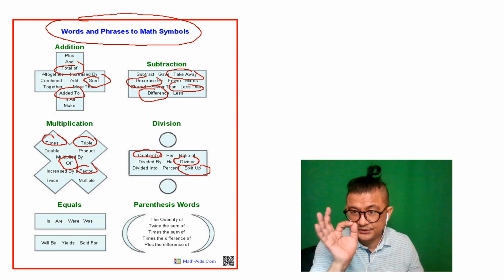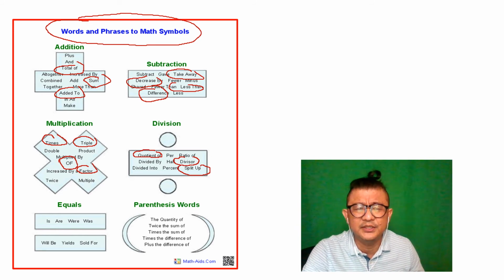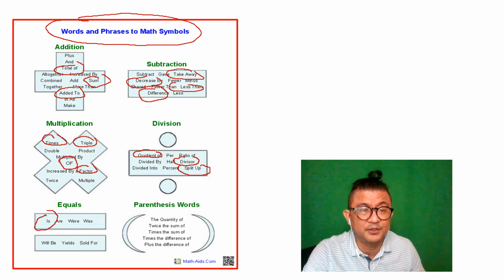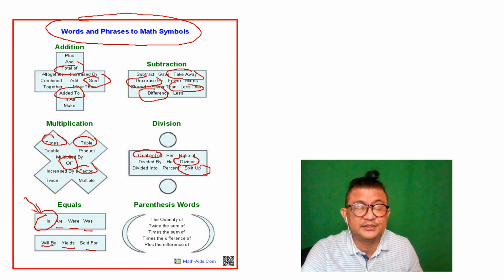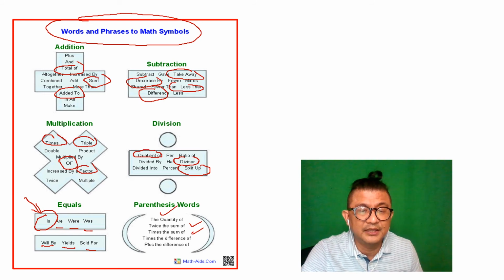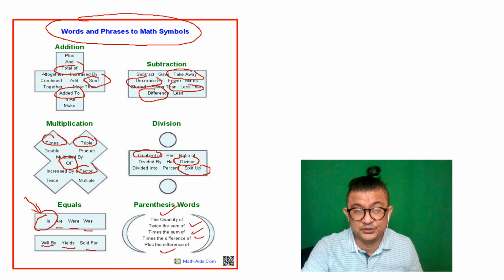Okay, this is the important thing. How will I know if there's an equal sign? Look at these words. Is is the most popular. It could be are, where, was, will be, yield, sold for. Is is the most popular word for equal. And parentheses mean I have to do this first. The quantity of, twice the sum of, times the sum of, times the difference, plus the difference of, meaning I need to do this first, okay?